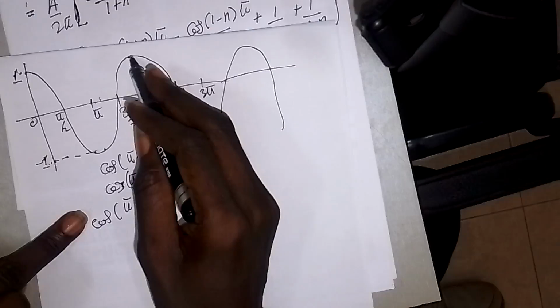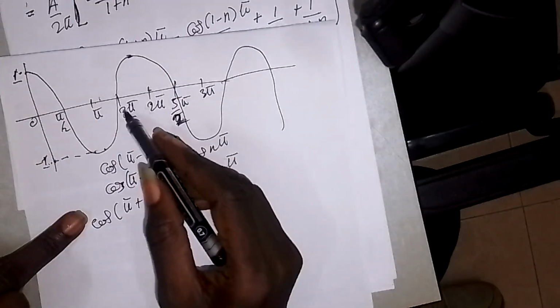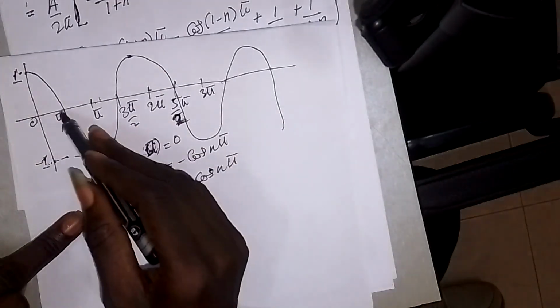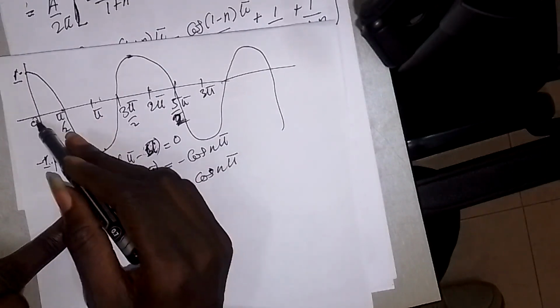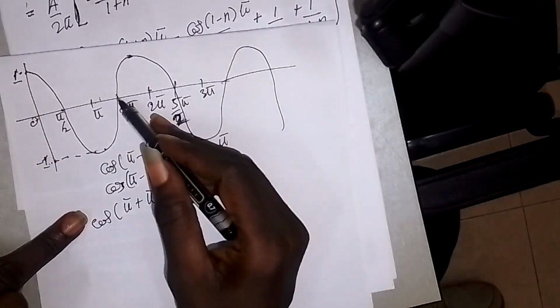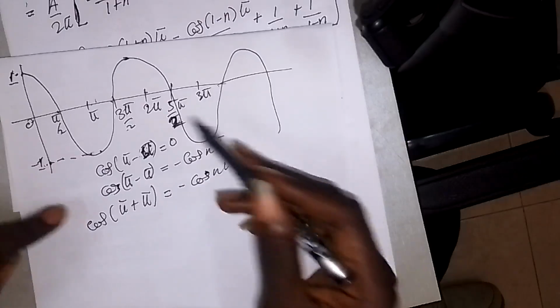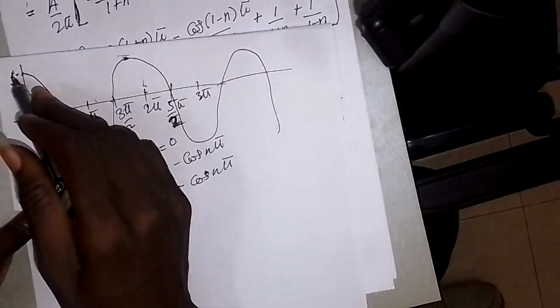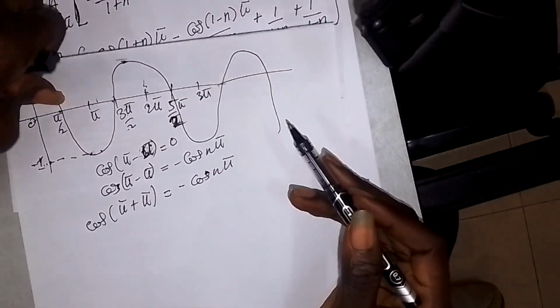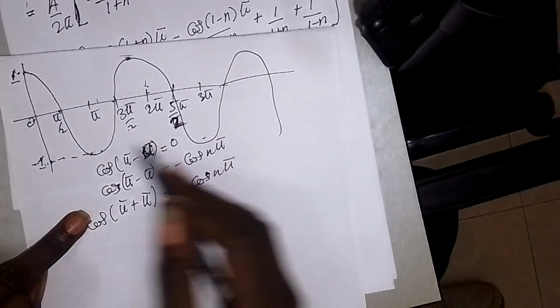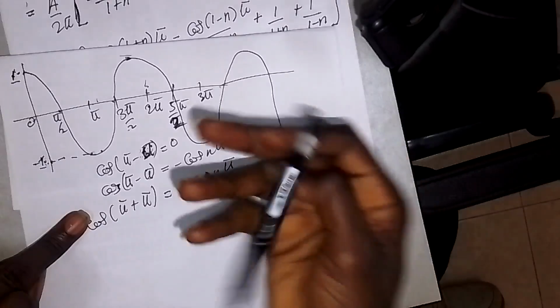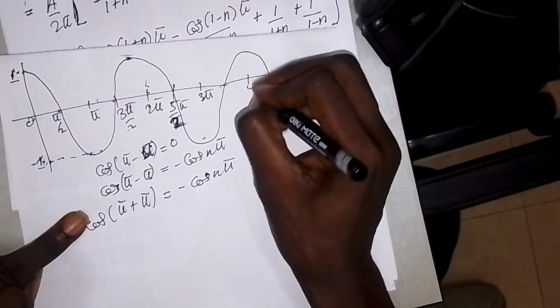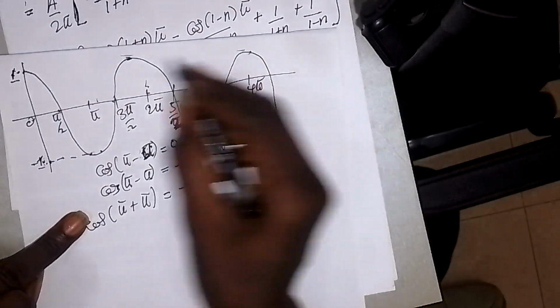Cos 2 pi is what? Minus 1. Cos pi on 2 is what? 0. Cos 0 is what? 1. Cos 3 pi on 2 is what? 0. Okay. So you can see that cos pi is minus 1. Cos 2 pi is positive 1. If you want cos 3 pi, it is minus 1. Here, this place will be 4 pi. Cos 4 pi is 1.